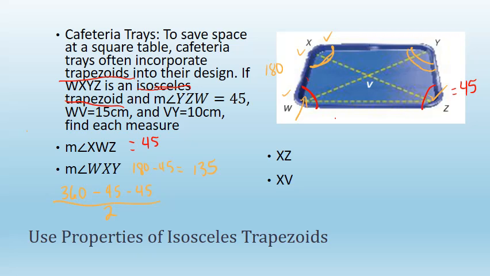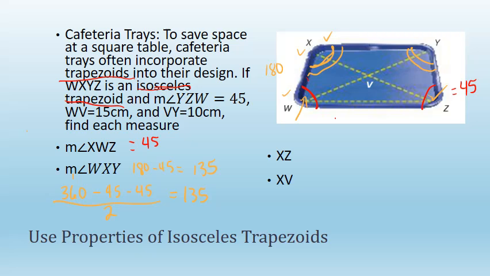This is congruent to that. So let's see, what's 360 less 90? That's 45 twice. That gives me 270, divided by 2, and shazam, that would also be 135. So depending on how I went about solving that, I come up with the same answer. That's good. That's kind of what I'm looking for.